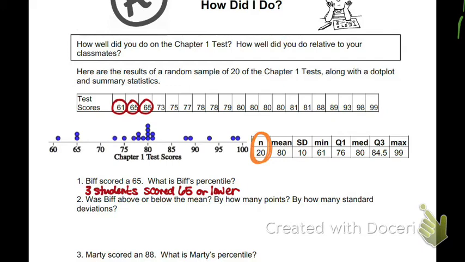Okay, so we know that the total number of students is 20. That's what that n equals 20 means there, a random sample of 20. So we're going to take the 3 students that scored a 65 or lower. We're going to divide that by 20, and you get what as your decimal? 0.15. So he is at what? The 15th percentile. Yes, he is at the 15th percentile.